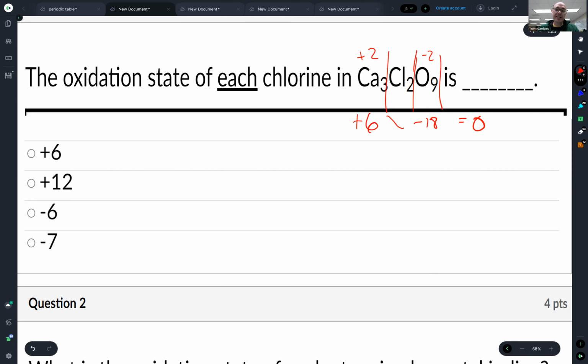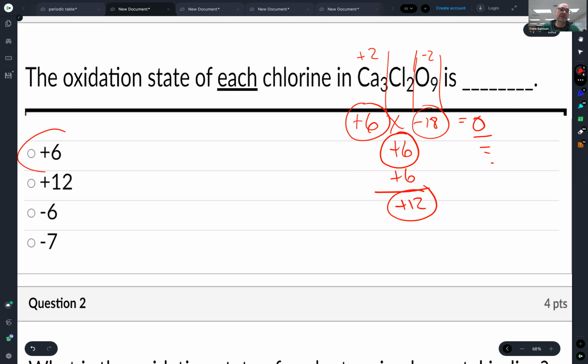So this is going to be an X, +12, meaning that each one of these has got to be a +6, because +6 and +6 gives you the +12. 12 and 6 gives you 18. -18 gives me the 0. So +6 is my value for each of those chlorines.